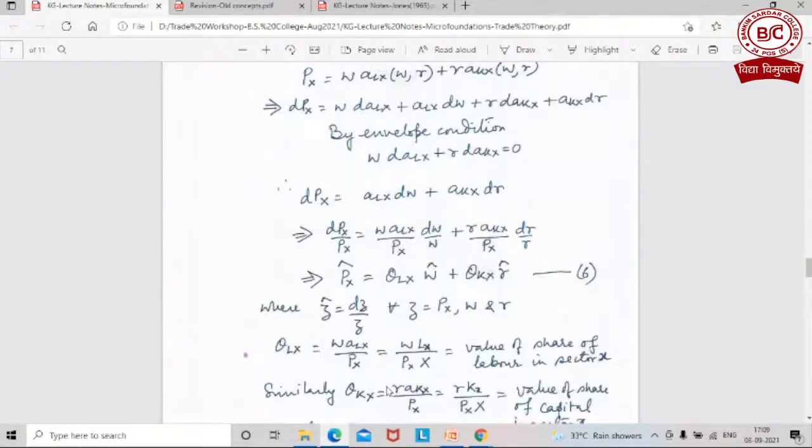It means, you know that alx is what? It is lx divided by x. So it is the wage bill, and here we have total revenue. So it is the total value of the product, and it is the wage bill. So this theta lx, which is w alx by px, is the value share of labor in sector x.